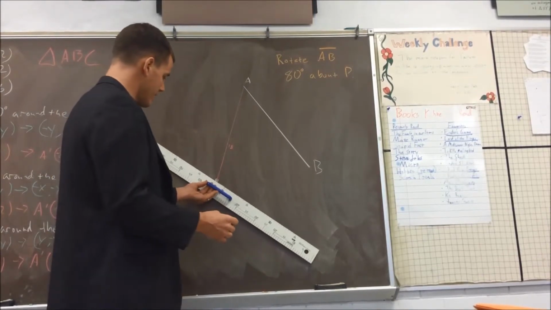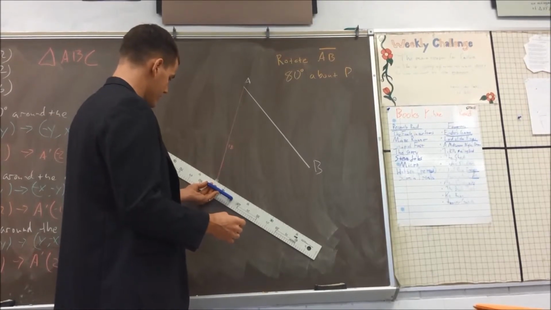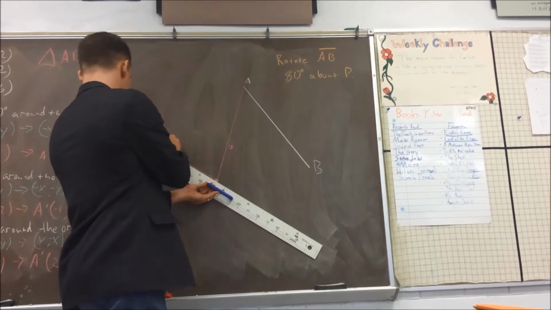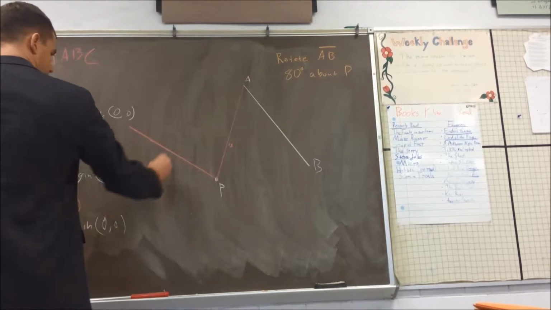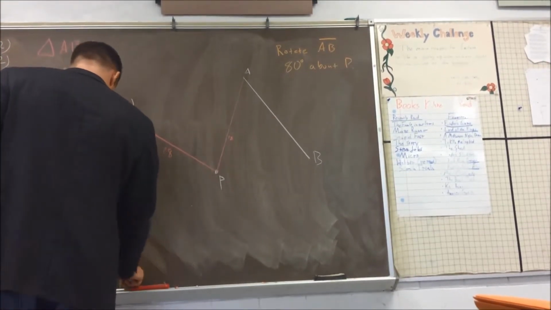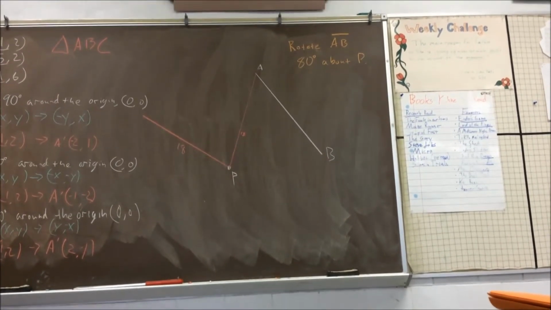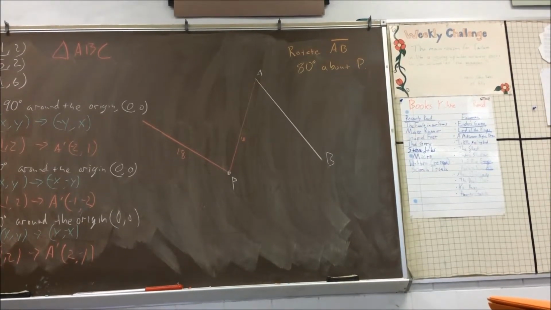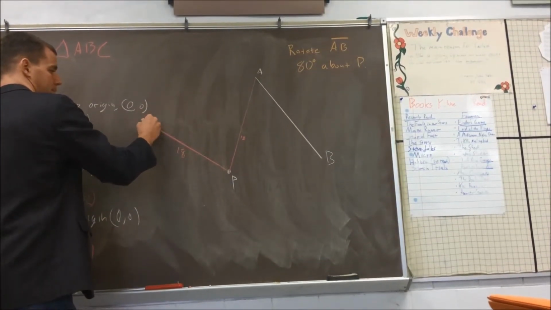And I'm going to go 18 over this way. Once I get there, I'm going to make my new dot right at the end, and that is called A prime.